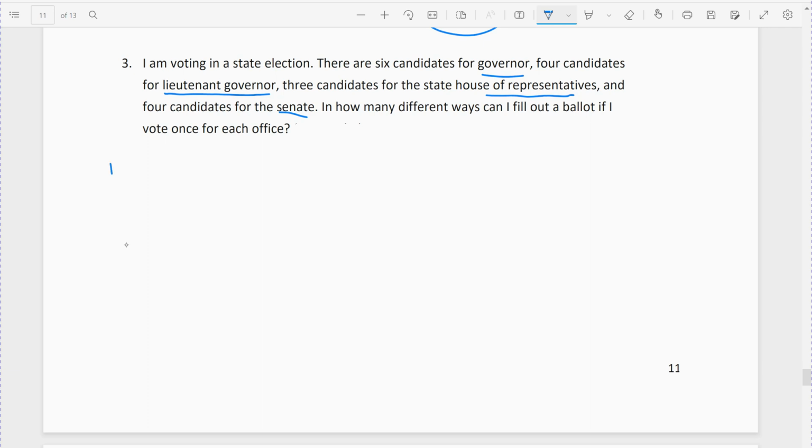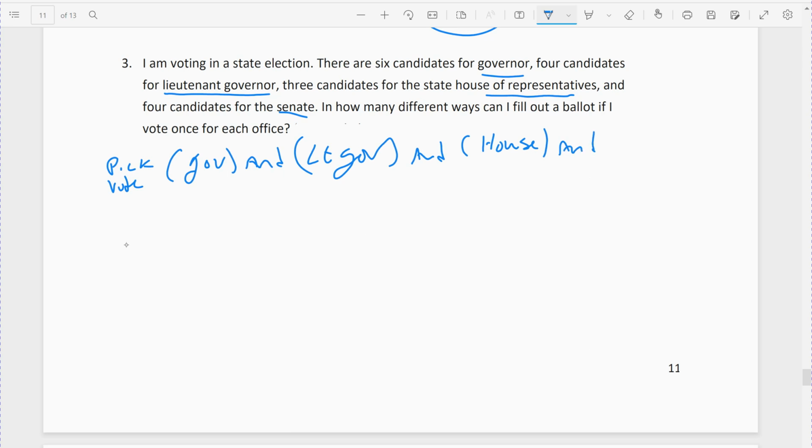So I have to pick and vote for a governor and a lieutenant governor and a House of Representatives and a senator.